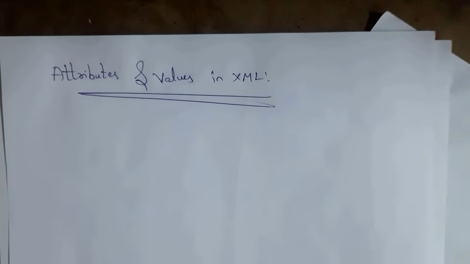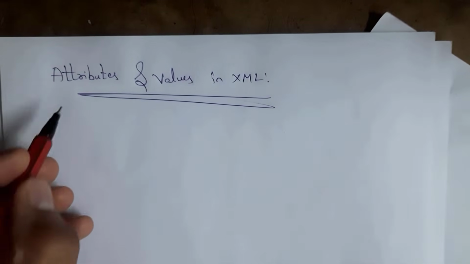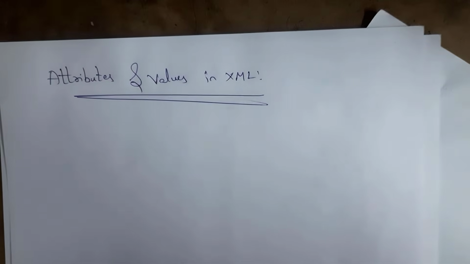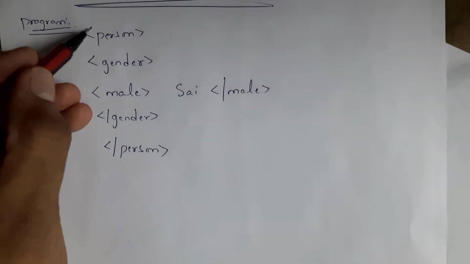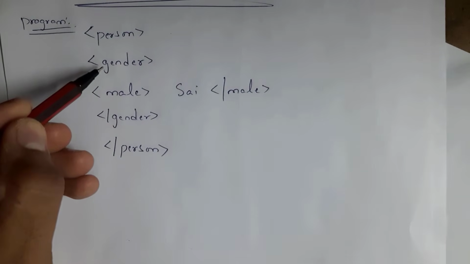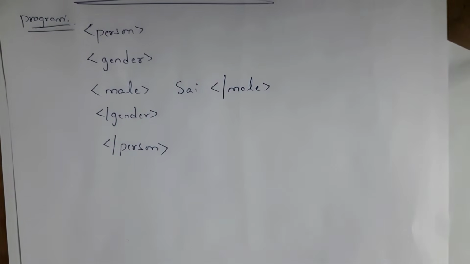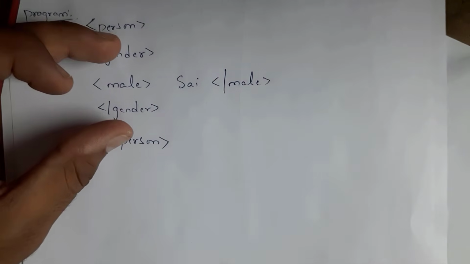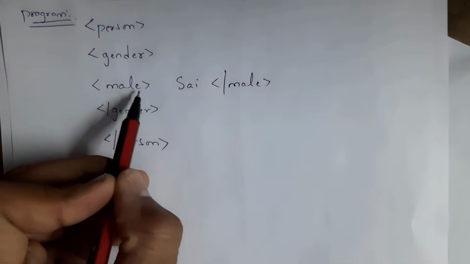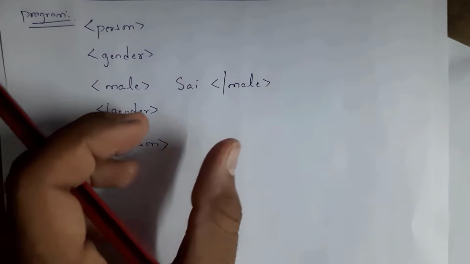Next topic is attributes and values in XML. I will write one small program. In this program I took a person whose gender is male, and that person's name is Sai. First I wrote person, after that I wrote gender is male, and his name is Sai.